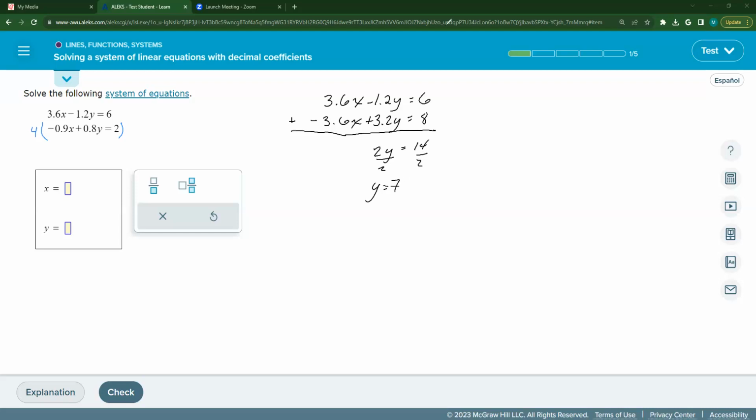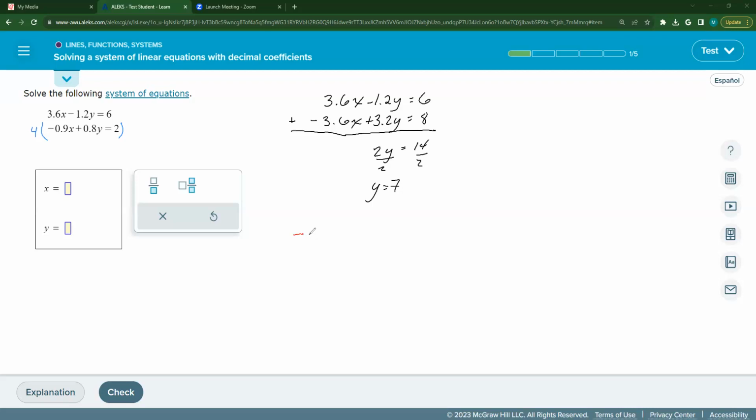So it really doesn't matter which letter I'm solving for first. I'm always just looking for which one is going to be easier. Plugging this in for y, I would rather multiply 7 times the 0.8 instead of the negative 1.2. Either one works, but I'm going to plug it into the bottom one.